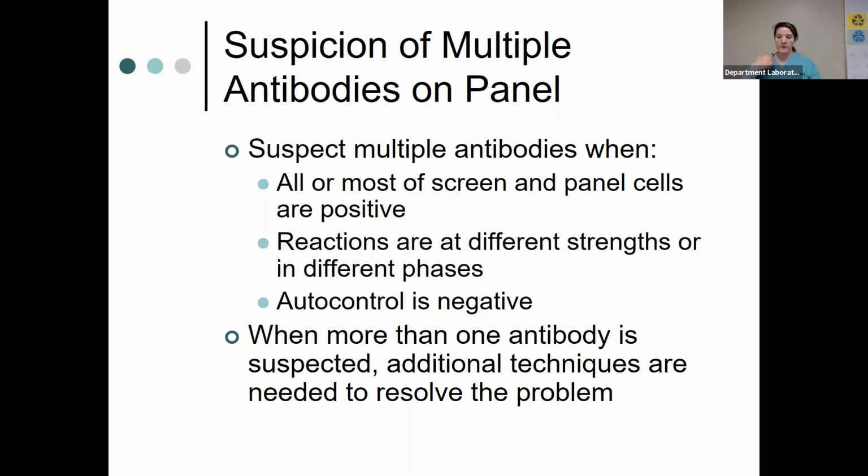So that's what we're gonna talk about. If you suspect more than one antibody is present and you have all of those reactions, if every cell is positive on that panel, can you rule anything out? No, right? Because we rule out with the negative reactions in our patient plasma. So if we have all positive reactions, we can't rule anything out, okay? So that's when blood bank can implement some techniques to try to get rid of some of those reactions, and then we can rule out and rule in, okay?